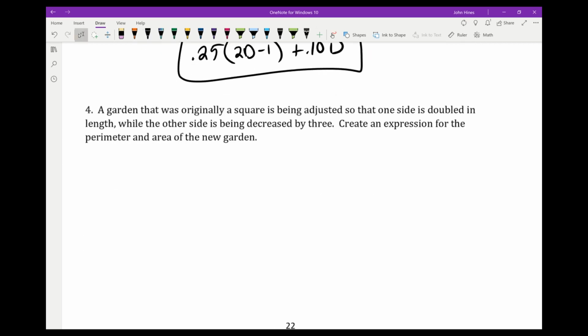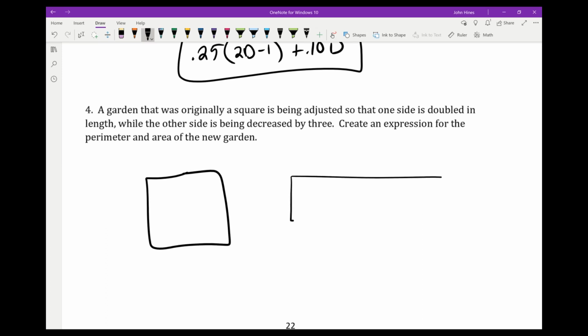A garden that was originally a square is adjusted so that one side is doubled while the other side is smaller by 3. So now I have this new garden here. So this is the original. Well, it's a square, so I'm going to call it x by x. It's a square, all the sides are the same. But over here, I doubled this side. So how do I double something? Well, that's 2x. While the other side was decreased by 3. So it's the original side, take away 3.